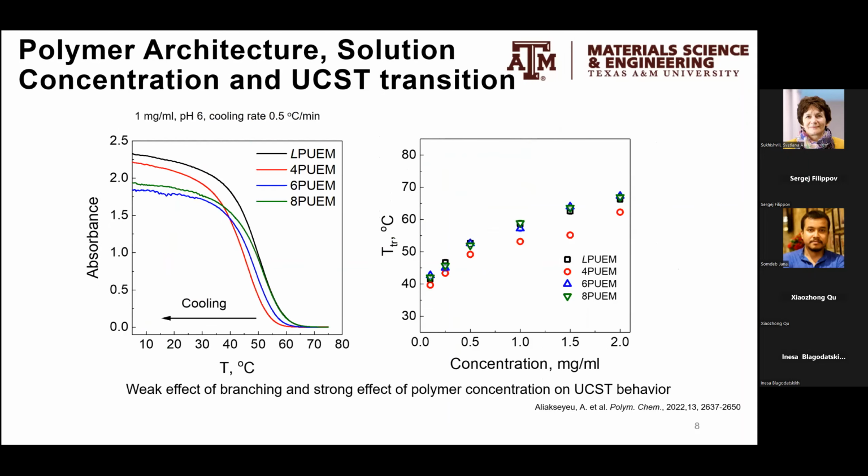So one of the questions people ask in this area is how the branching architecture affects the UCST behavior.